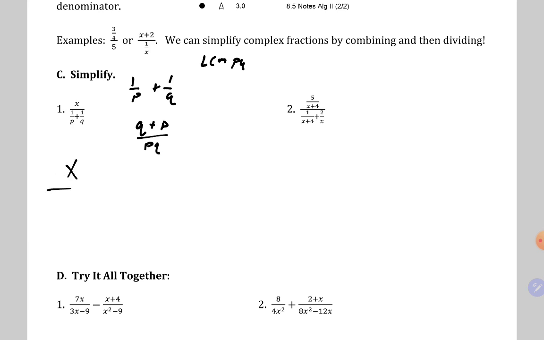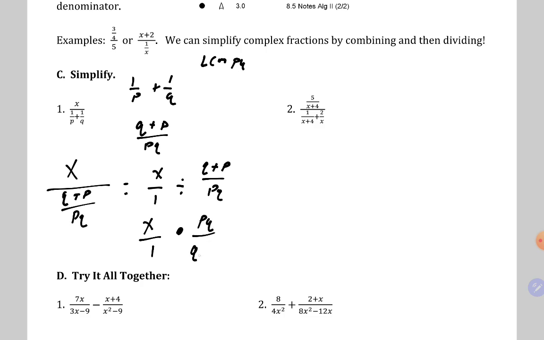Okay, so my problem is x divided by q plus p over pq. This, remember, is x over 1 divided by q plus p over pq. We're dividing, so we change division to multiplication. Q plus p. So I have xpq over q plus p.